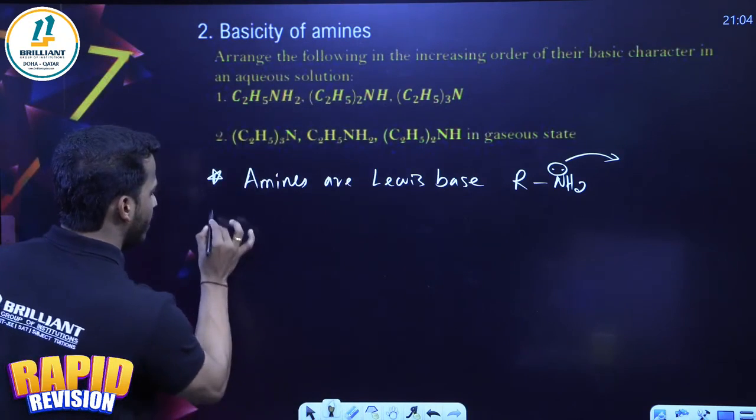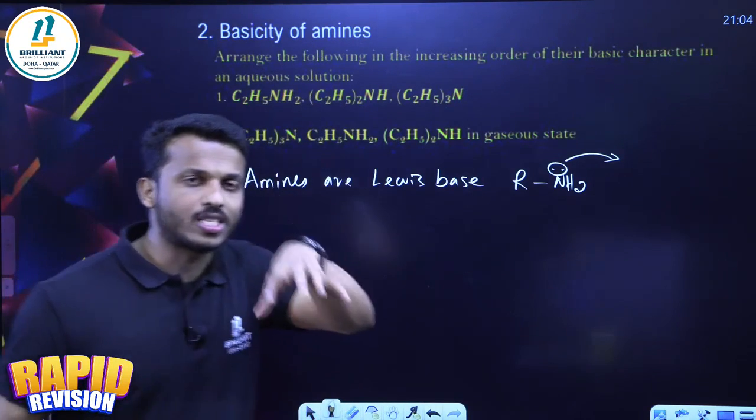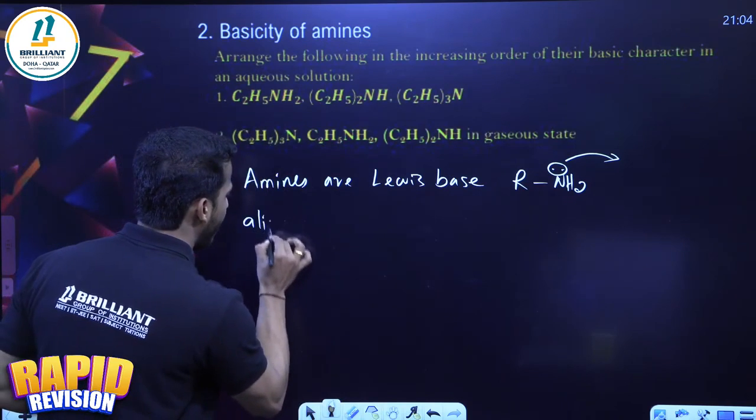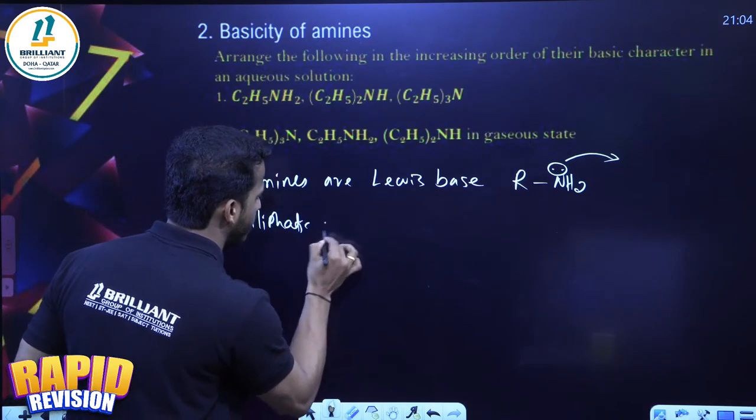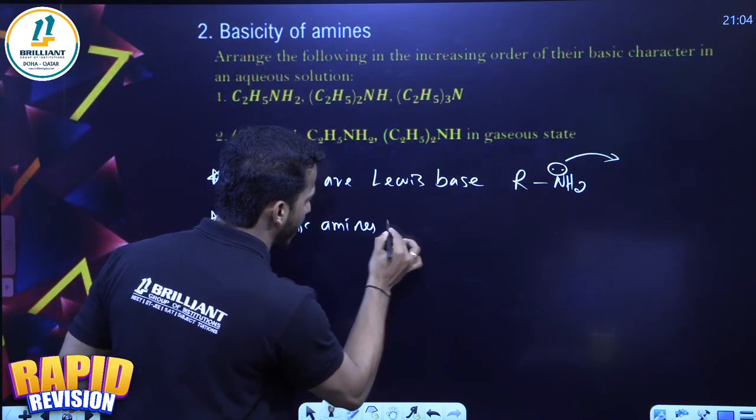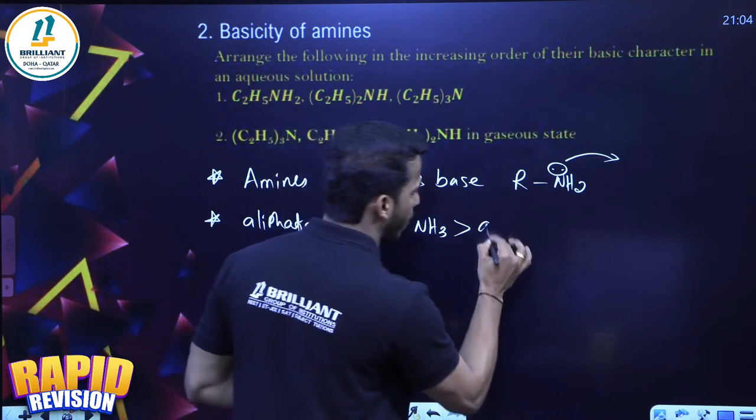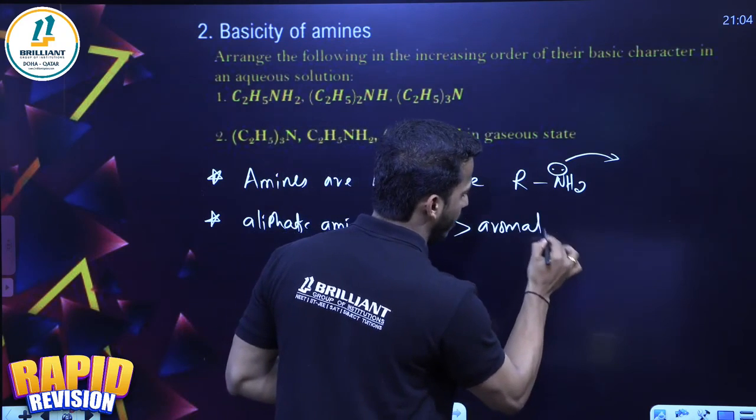Clear all? Whenever you get a question, first you have to categorize them in this order. All aliphatic amines are more basic than ammonia. Ammonia is more basic than aromatic amines.